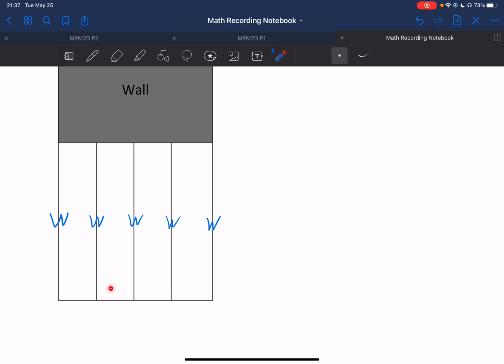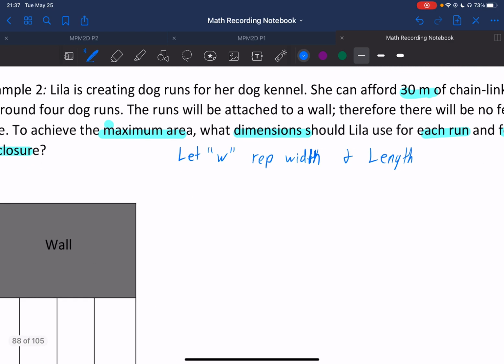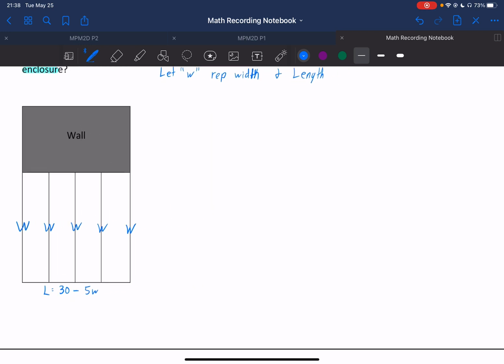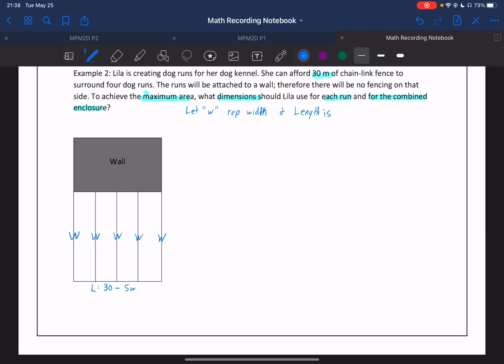So the fence that is going to be here can only be represented by one thing. So this is our length. And our length is going to be represented by the total amount of chain link fence that you can have, which is 30 meters of fencing, subtract these 5 widths here. So minus 5W. So that's what length is going to represent. Length is going to be represented by 30 minus 5W.